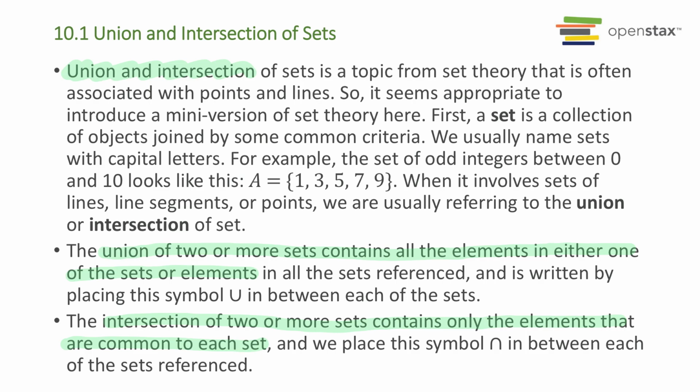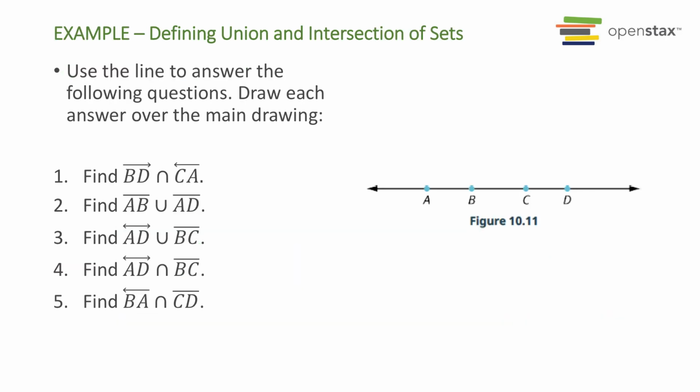Okay, so for union, we use this U-looking symbol, this very upright U, and then for intersection, we use basically the same symbol upside down. So U for union, if you think about it like that, but it's not a U, it's this special symbol that kind of looks like a capital U. And then if you turn that upside down, here we have the intersection symbol. So union and intersection.